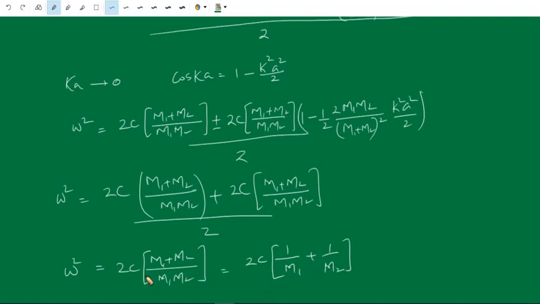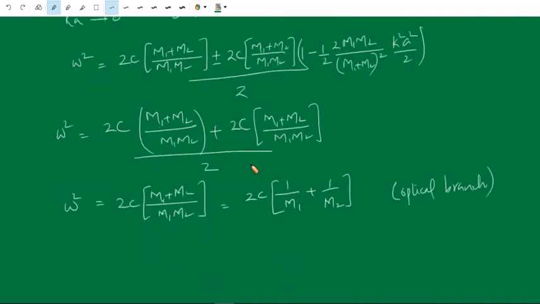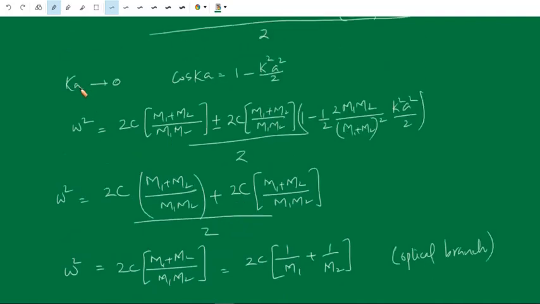So this is the square of the frequency corresponding to this plus term. This frequency is called the optical branch. This is a limiting case when Ka tends to 0, that is when k tends to 0, where a is the lattice parameter.